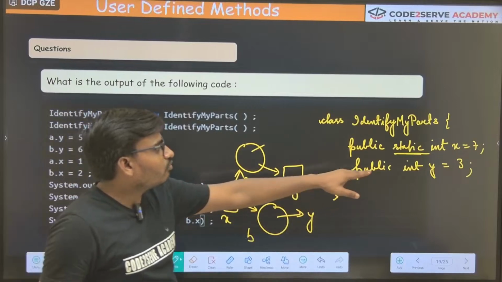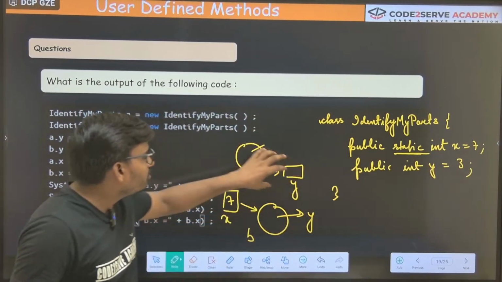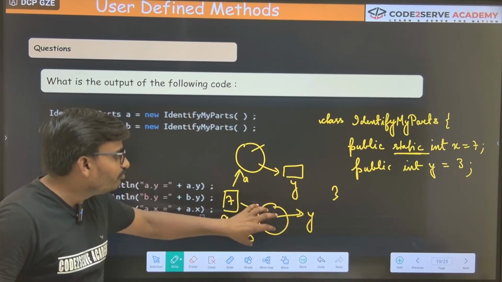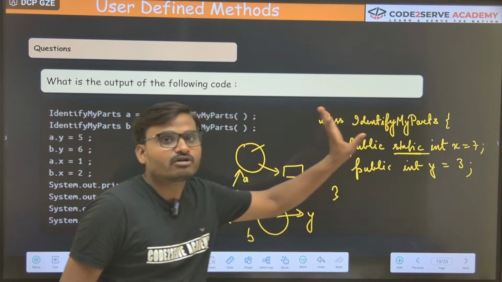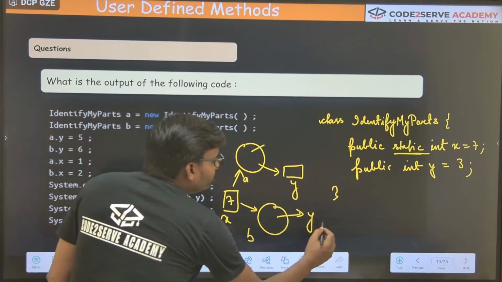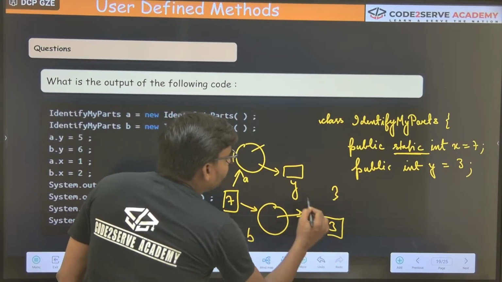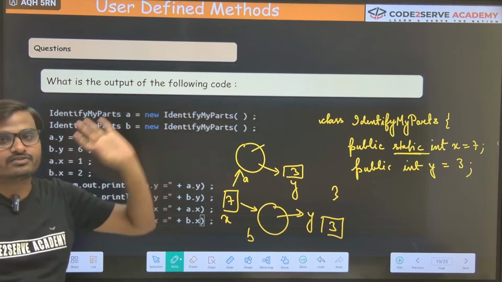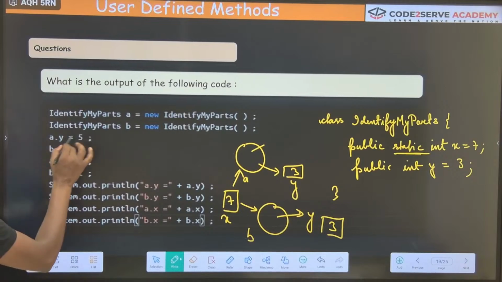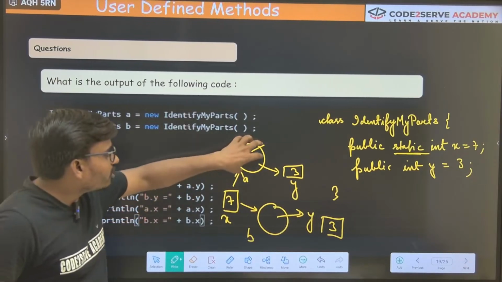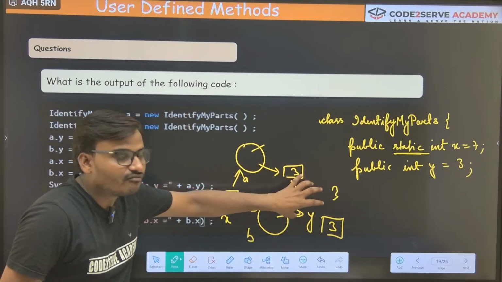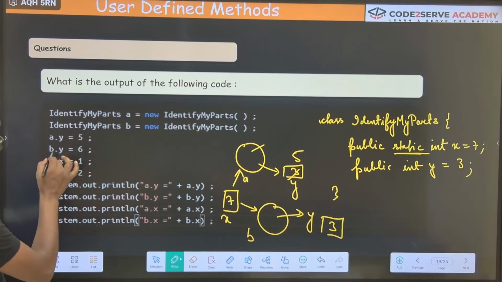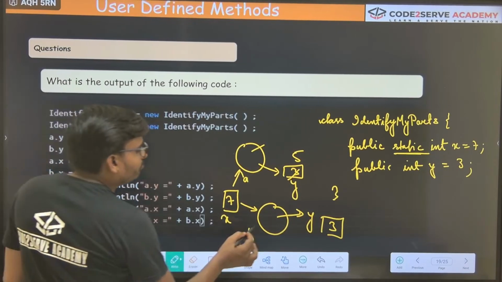But y is a normal variable. So for object A there will be a separate memory allocation of y, and for B there will be a separate memory allocation for y. The value of y in case of B is 3 and in case of A is also 3 initially when you create these two lines. Now you are telling A dot y is equal to 5, so for the object A you make the value of y 5. Now you are saying B dot y is equal to 6.